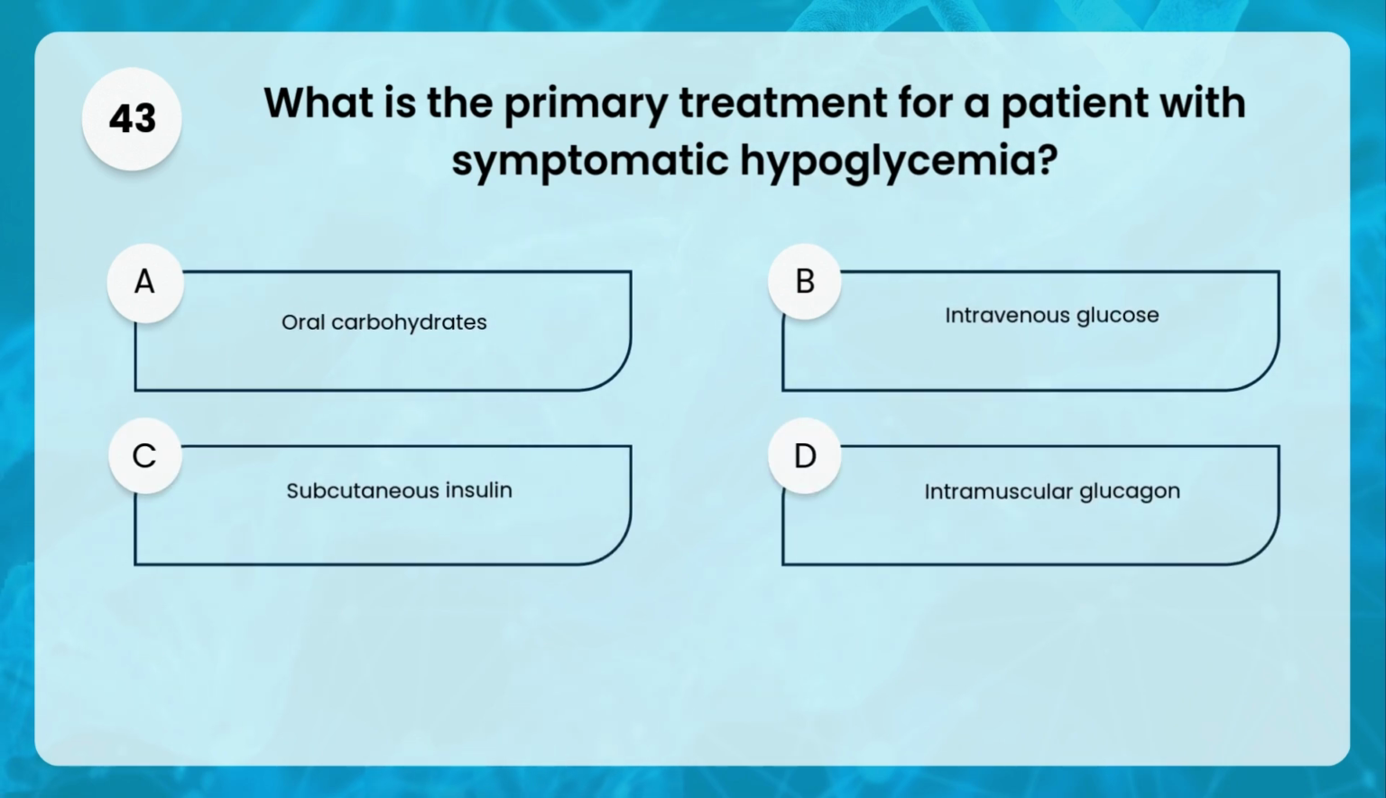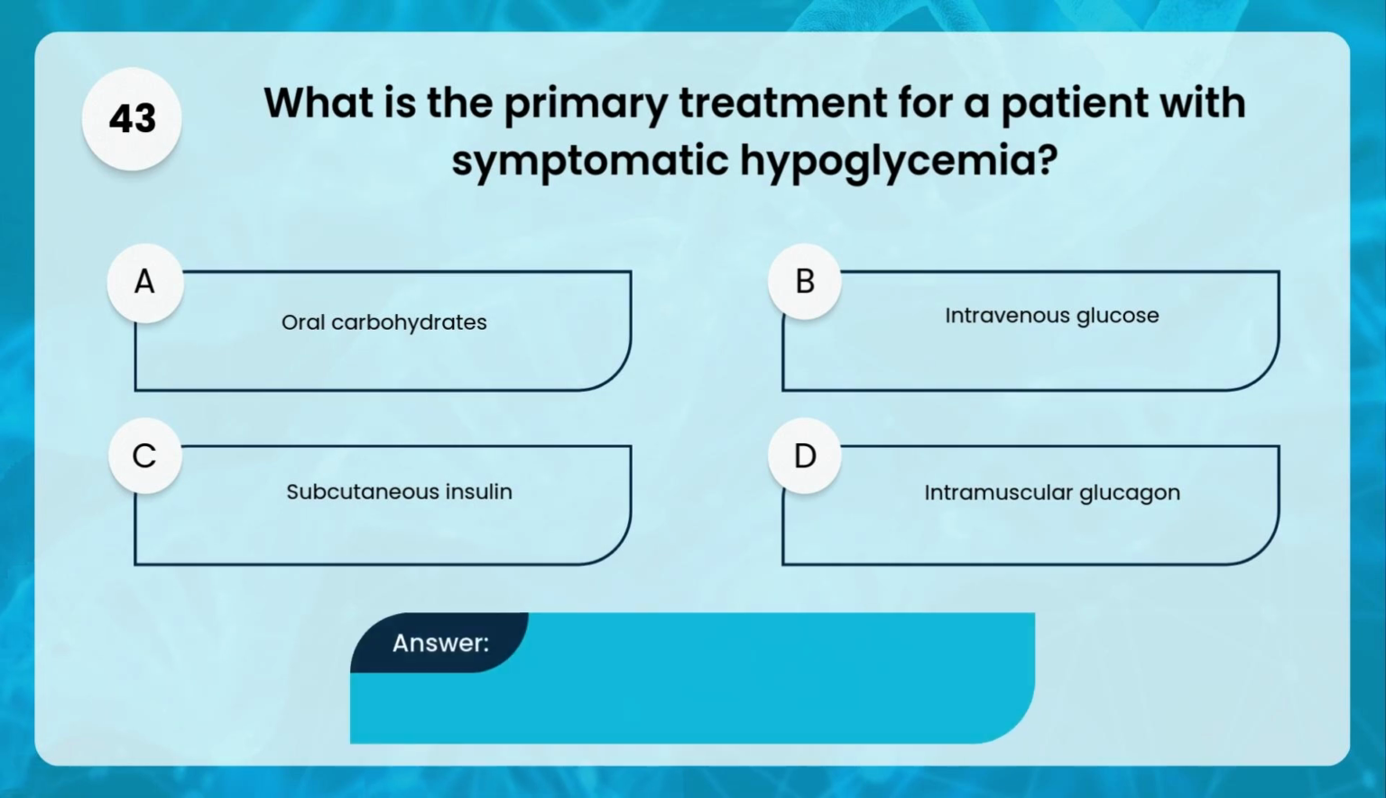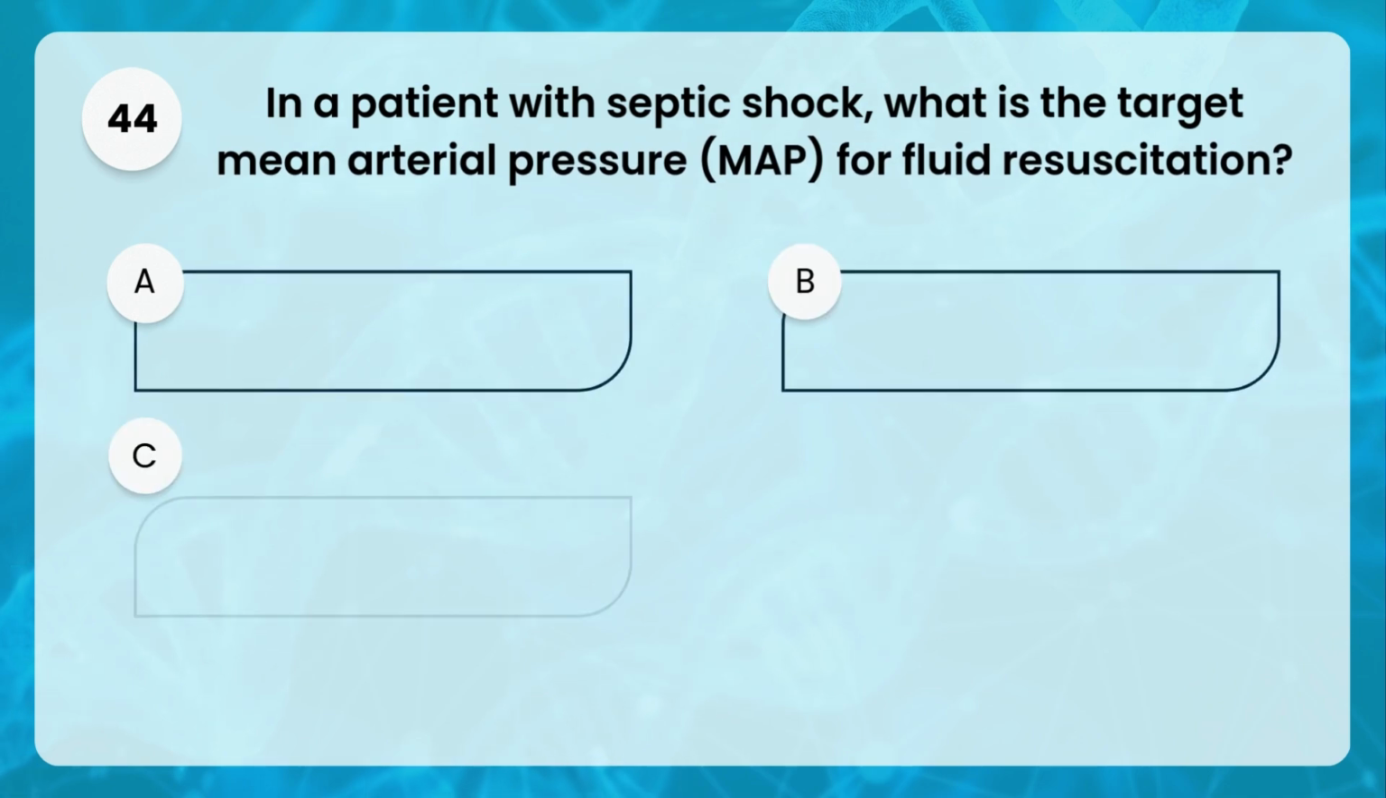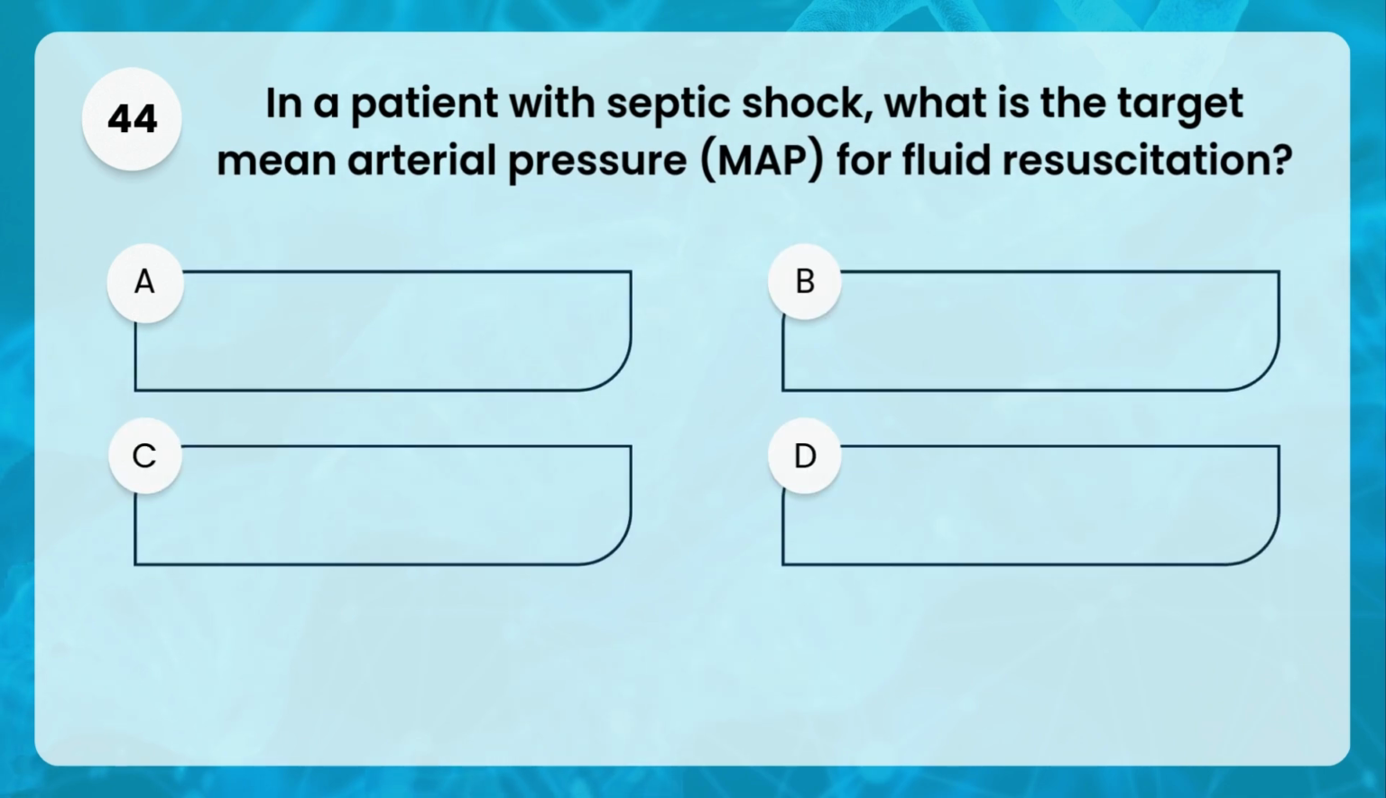43. What is the primary treatment for a patient with symptomatic hypoglycemia? A. Oral carbohydrates. B. Intravenous glucose. C. Subcutaneous insulin. Or D. Intramuscular glucagon. The answer is B. Intravenous glucose.